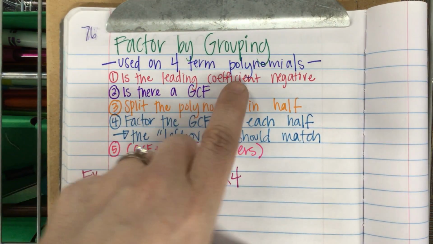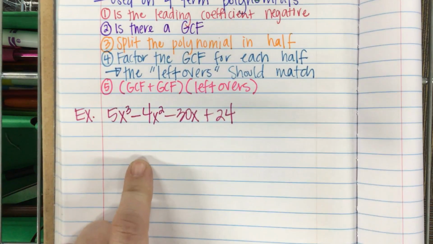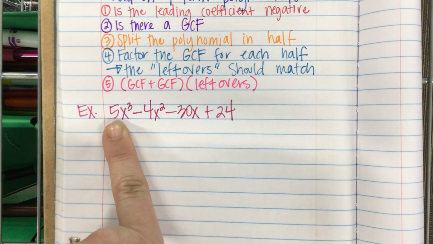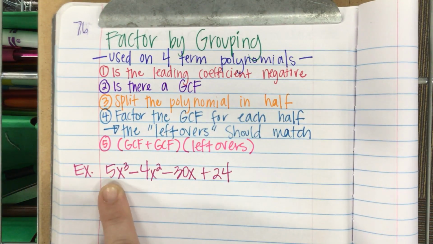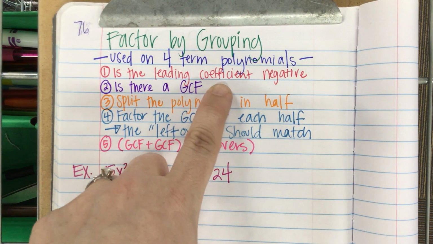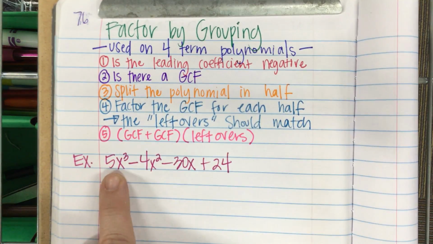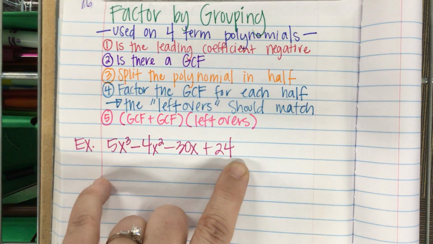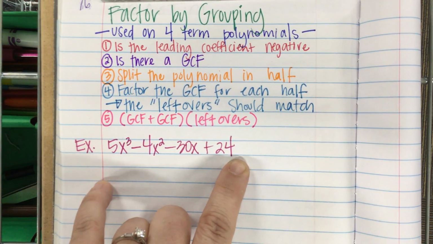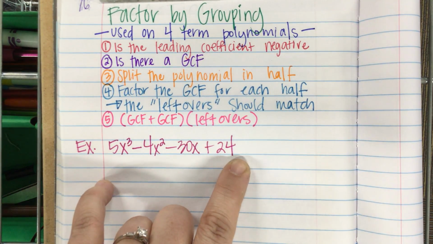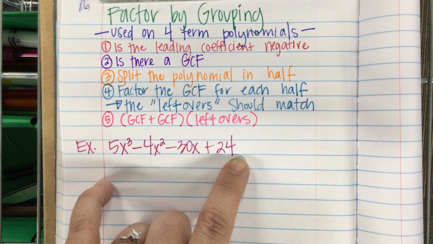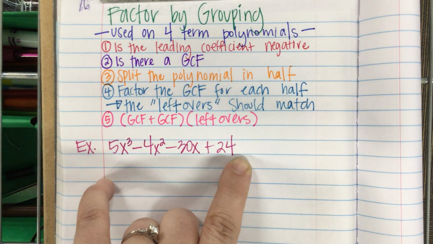First question, is the leading coefficient negative? What is the leading coefficient? Positive 5. So is it negative? Skip step number 1. Is there a greatest common factor? So let's look. Can 5, negative 4, negative 3, and 24, do they have a greatest common factor? Can they all be divided by the same value? No, their greatest common factor is 1, so not worth it.